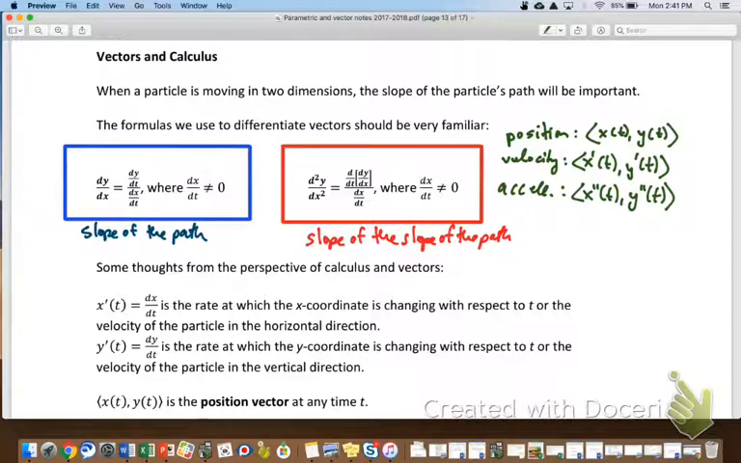So I already kind of showed you this. You might see these interchangeably. X prime equals dx/dt. It's the same thing. It refers to the rate of change of the x-coordinate, aka the horizontal velocity component. And y prime equals dy/dt. That would be the vertical velocity component.